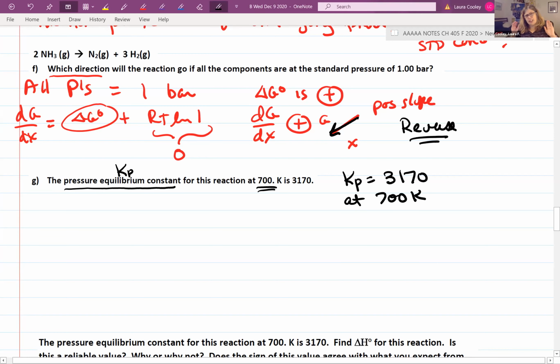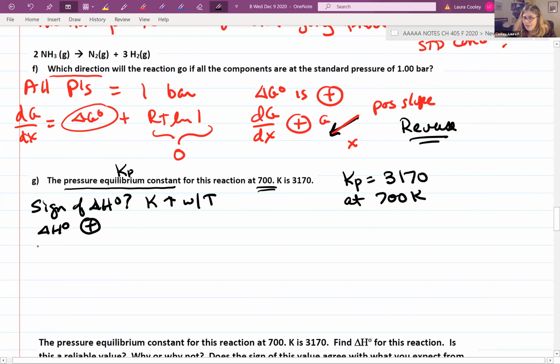So you should be able to tell right away what the sign of delta H is. Remember we had an equilibrium constant that was like 10 to the minus 6 at 298, and now it's exploded and it's 3,000. So the K increases with temperature. So that means delta H0 is going to be positive.